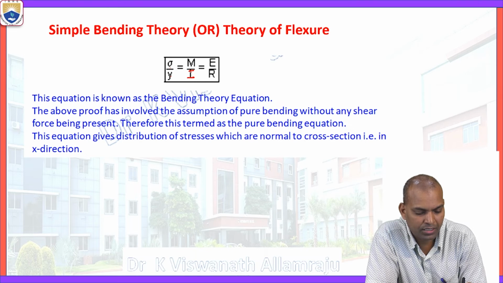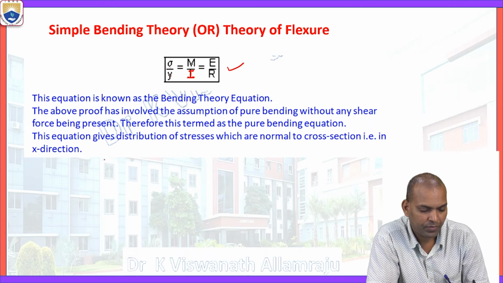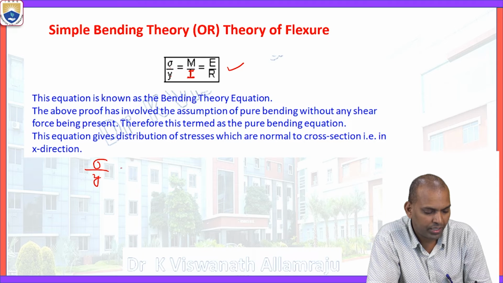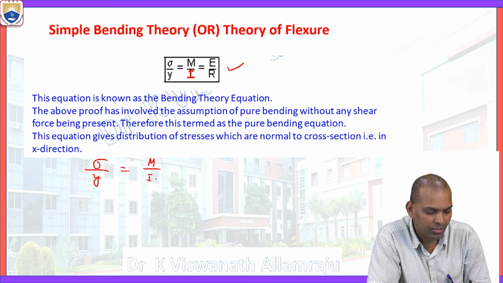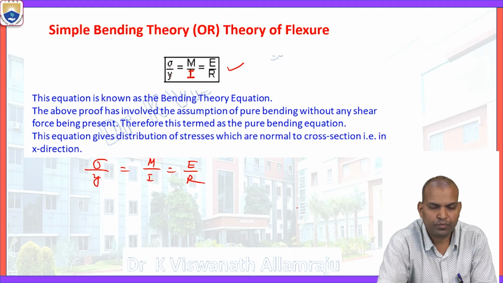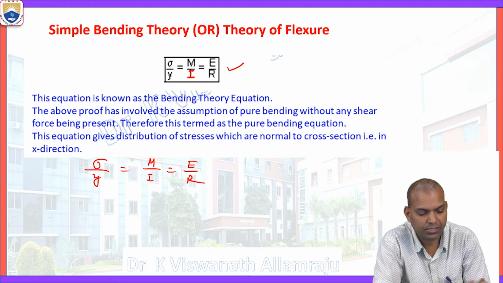The bending theory is sigma by y equal to M by I equal to E by R. Sigma over y equal to M by I equal to E by R. This is the theory of simple bending or the theory of flexure.